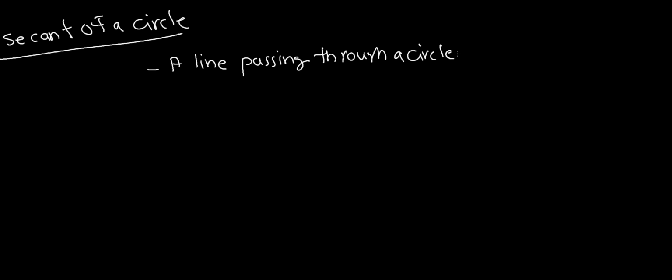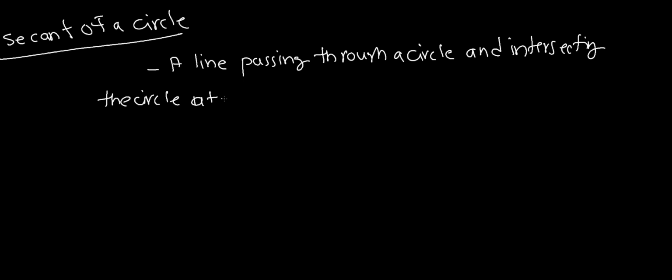Now, secant of a circle. A secant is a line passing through a circle and intersecting the circle at 2 points.